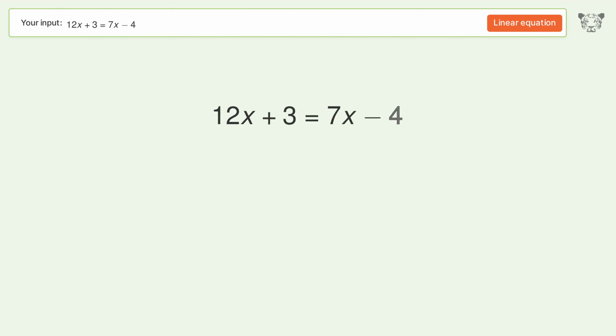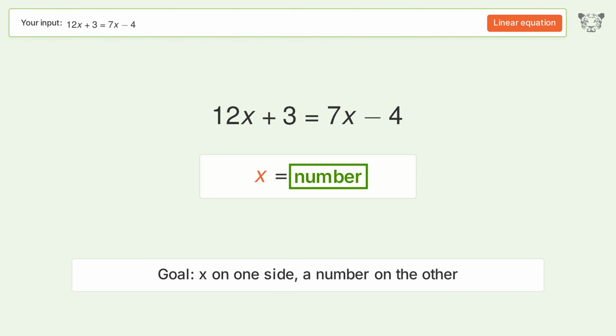Here is the linear equation we are asked to solve. 12x + 3 = 7x - 4. Solving means isolating x on one side with a number on the other. Let's do this step by step.